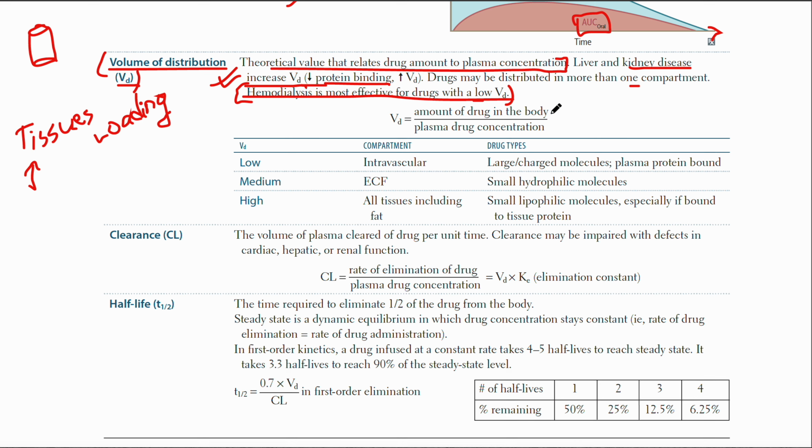Volume of distribution is amount of drug in the body by plasma drug concentration. So volume of distribution can either be low, medium, or high. If the volume of distribution is low, the drugs are in the intravascular compartment. In medium, it is in extracellular fluid, and in high cases, it is in all tissues, including fat tissues. So drug types: large charged molecules or plasma protein bound molecules have low VD, small hydrophilic molecules have medium VD, and small lipophilic molecules, especially if bound to tissue protein, have high VD, right?